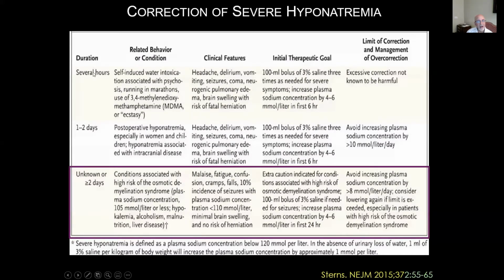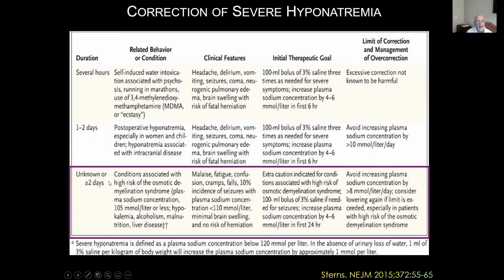If the duration of hyponatremia is several hours, such as self-induced water intoxication, running in marathons, or ecstasy use, excessive correction is not known to be harmful, and 100 cc's of 3% saline times 3 as needed for symptoms should be utilized immediately. And again, serum sodium should be corrected by 4 to 6 in the first 6 hours.